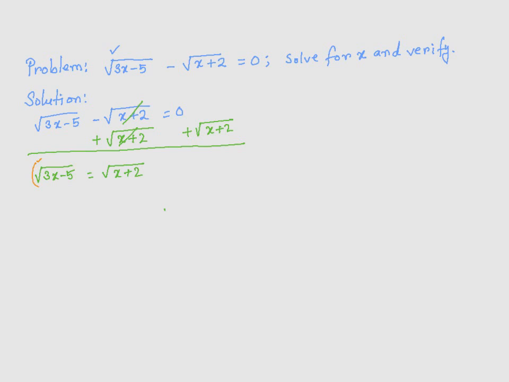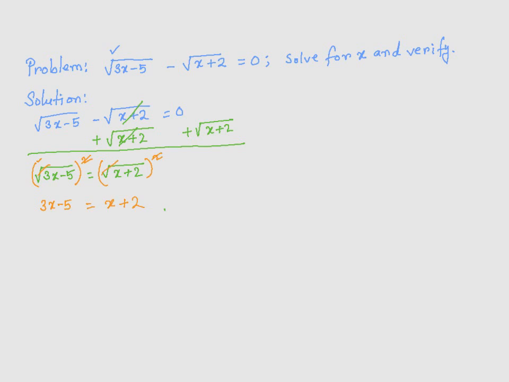So I'm going to square both sides here. Square and square root are going to cancel out. That's going to give me 3x minus 5 on the left hand side, and on the right hand side again square and square root are going to cancel out. That's going to give me x plus 2.